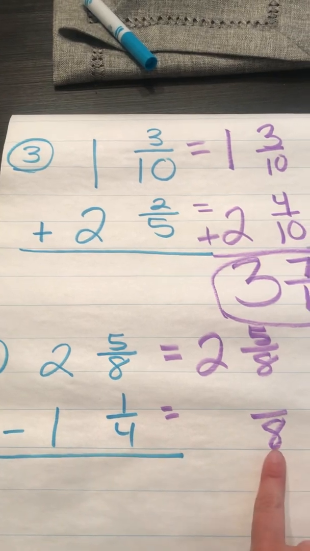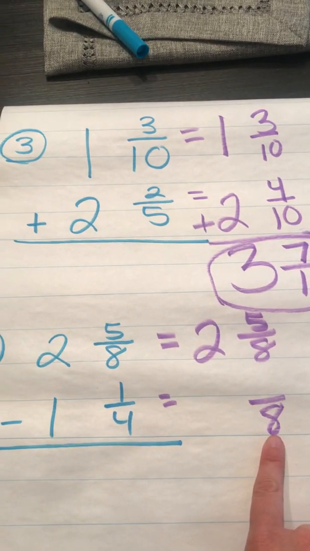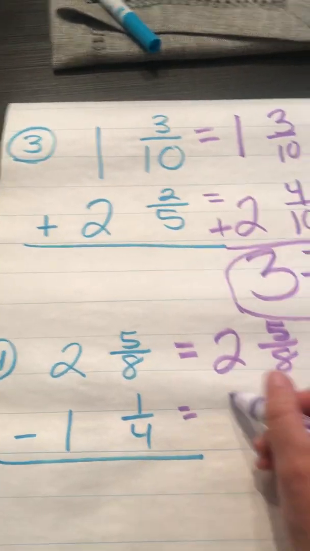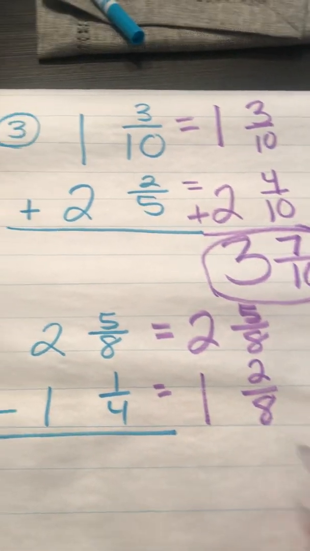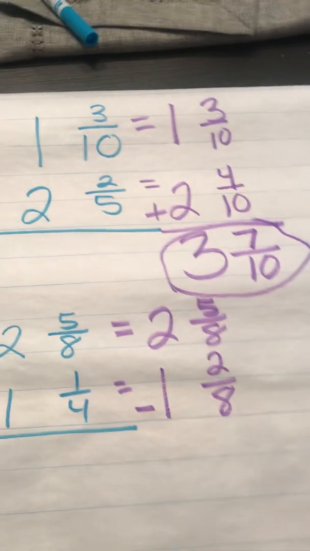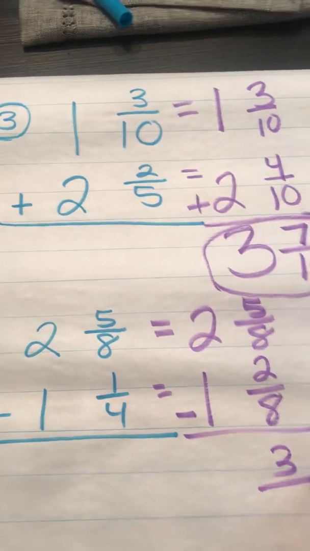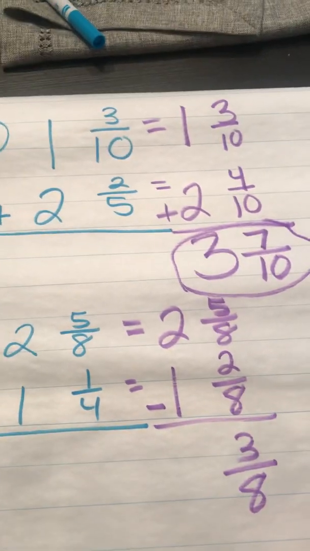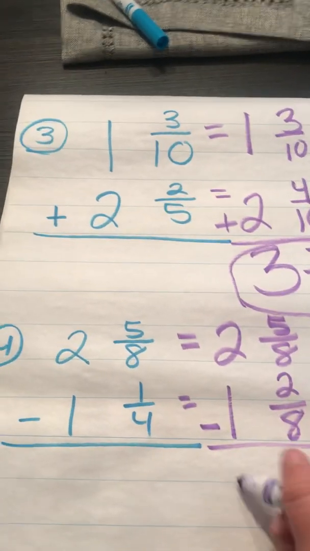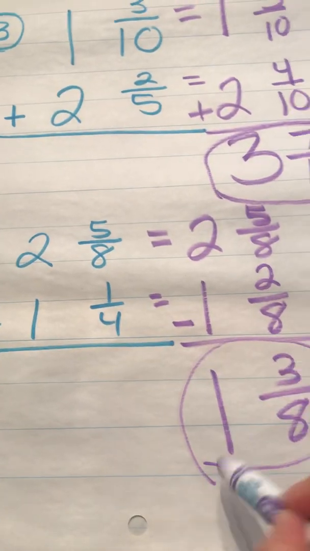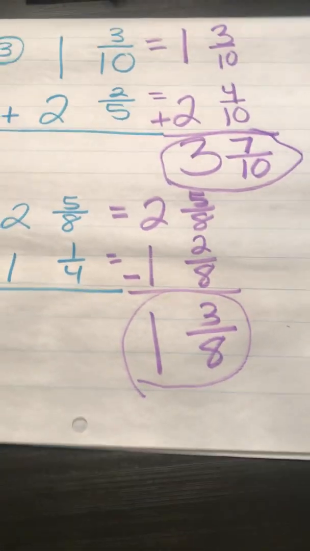4 times 2 is 8. Whatever you do to the bottom, now do to the top. 1 times 2 is 2. Don't forget to bring over your whole number. Now we are subtracting. 5 minus 2 is 3, and your denominator stays the same. 2 minus 1 is 1. 1 and 3/8, look, lucky me, is already simplified.